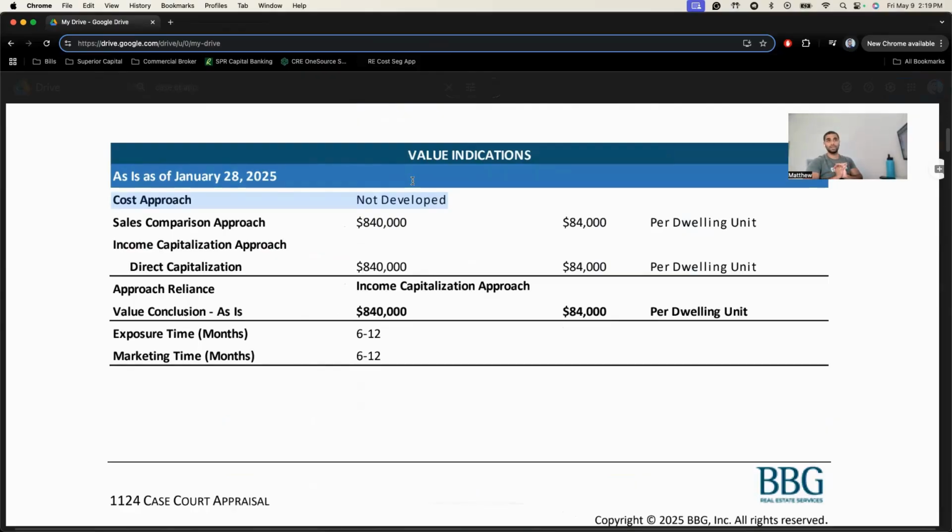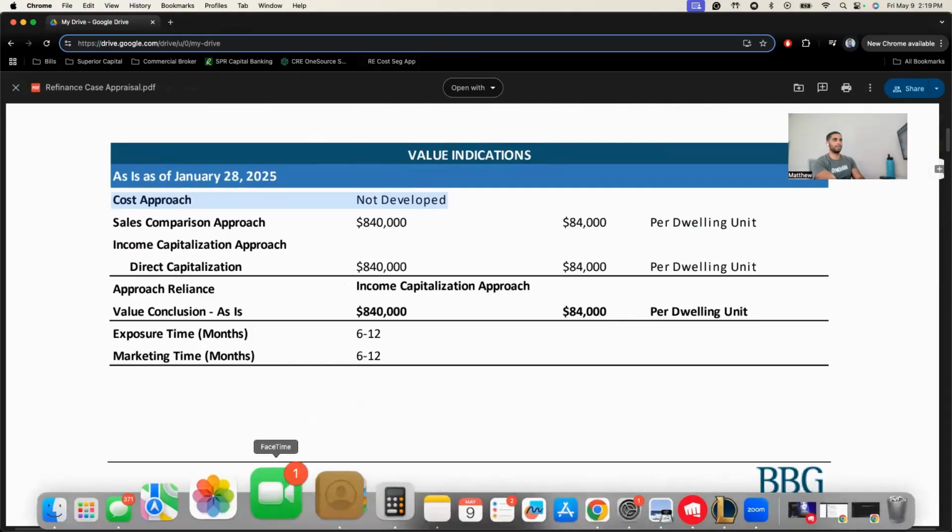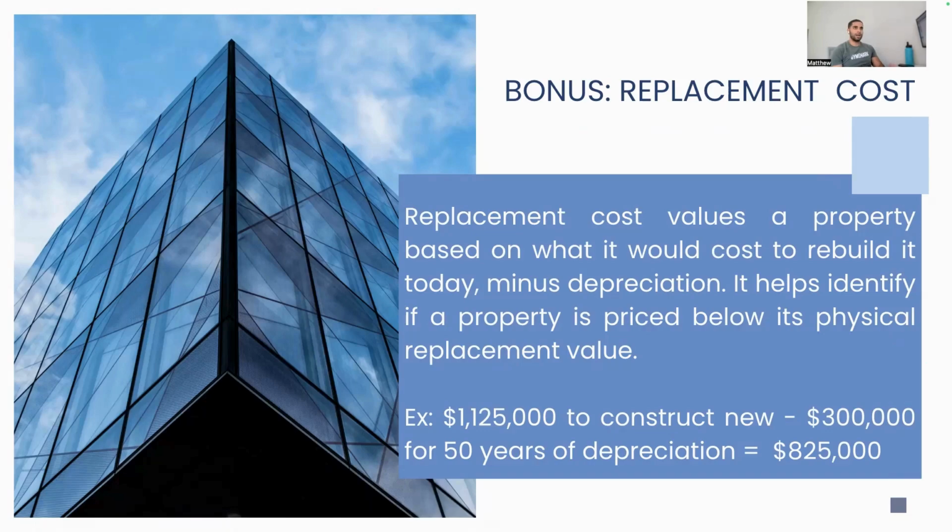I personally don't use it. The only way in which I use it is I make sure that I'm not buying a property for more than what it would cost to build a brand new property. Does it make sense to buy used shoes for more than you can buy the same pair of shoes new? That's the way I use the cost approach. It's a quick and dirty way for me to make sure I am not overpaying for a piece of property. All right, so that's pretty much it, guys. Replacement cost just ensures you're buying the property at a good price.